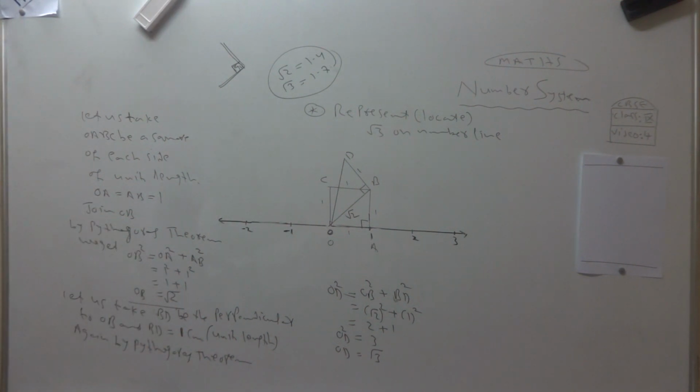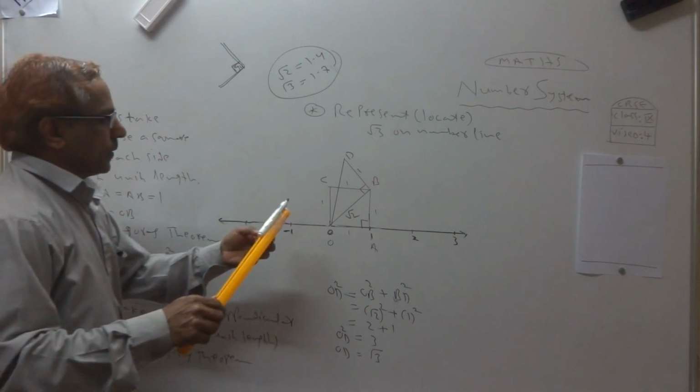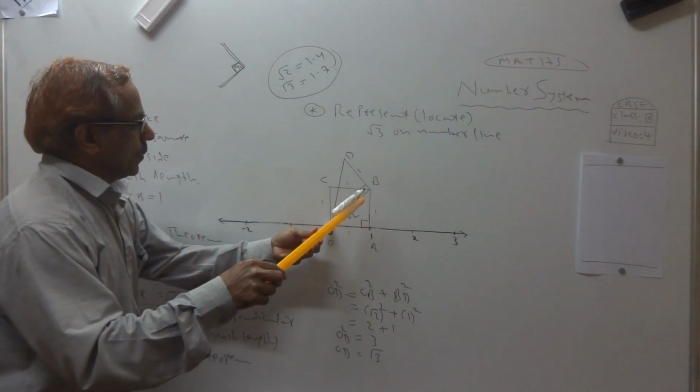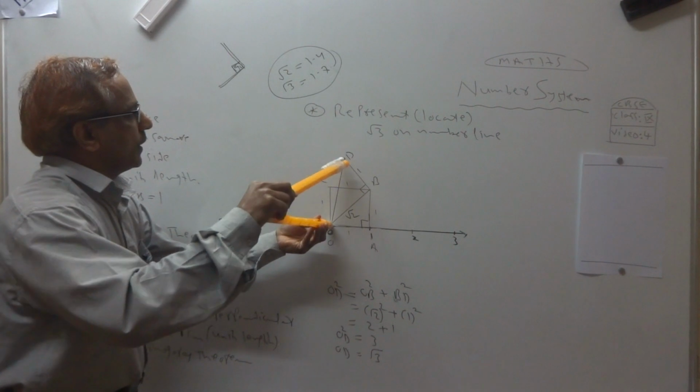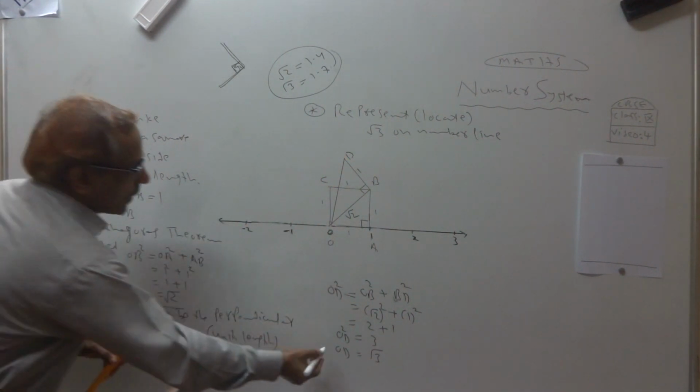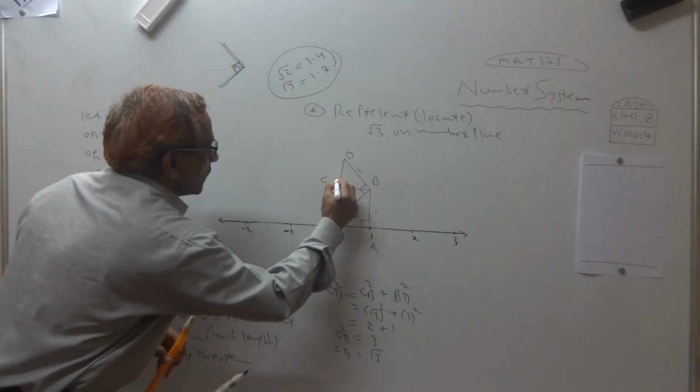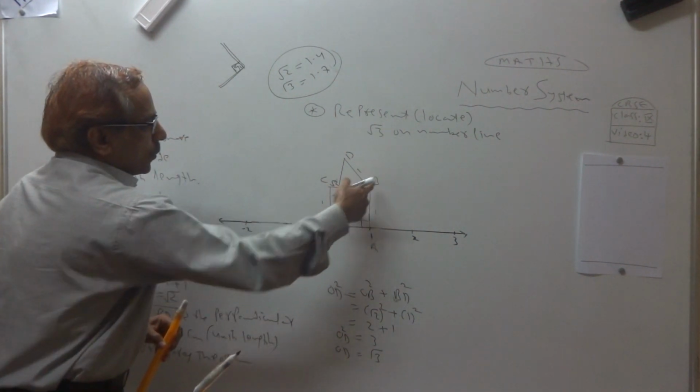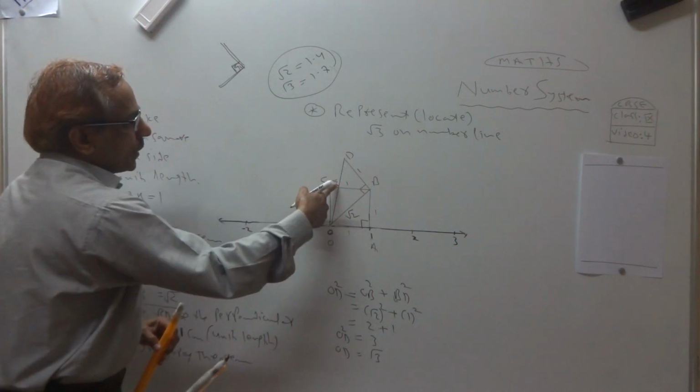We'll use the other marker. Now we take O as center, OD as radius. See what this OD becomes now. OD is now root 3. OB is root 2. What is OD? Root 3. You can see here.